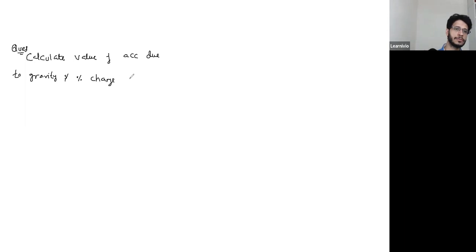Let's solve one numerical based on this topic, acceleration due to gravity. The numerical says, calculate the value of acceleration due to gravity and percentage change with respect to Earth at first, at a height of 16 kilometer. Second part, at a depth of 16 kilometer.